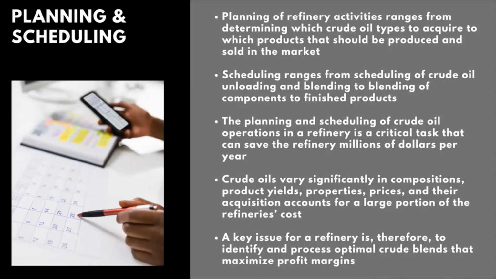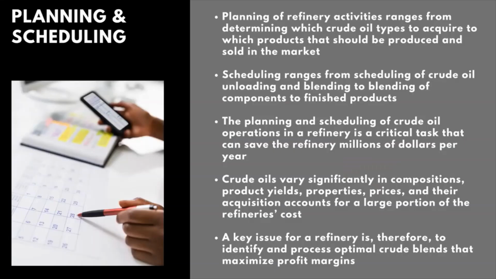The planning and scheduling of crude oil operation in a refinery is a critical task that can save a refinery millions of dollars per year. So in fact, more than optimizing your refinery operations in terms of energy saving or arresting your leaks, more profitability can be achieved by proper planning, scheduling and blending. So the smartest refineries make huge profits by focusing on these kinds of activities.